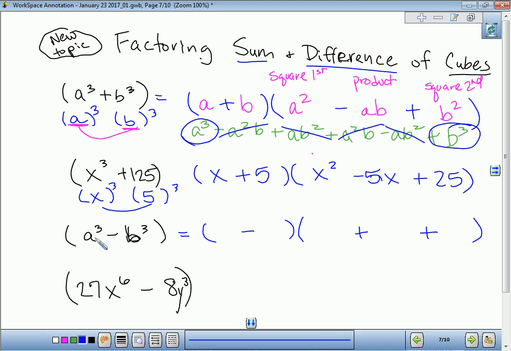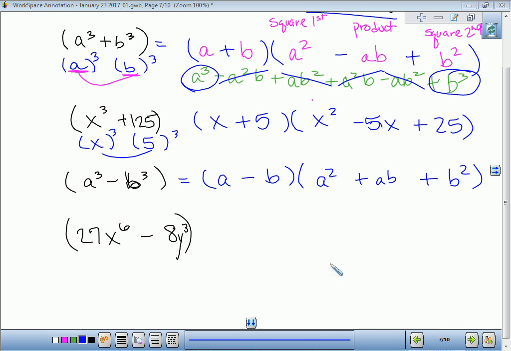All right, so same idea. What was being cubed? A. What was being cubed? B. Square the first, product of the two, square the last. So the only difference is the signs. The process is the same. So this is minus, so it's minus, plus.